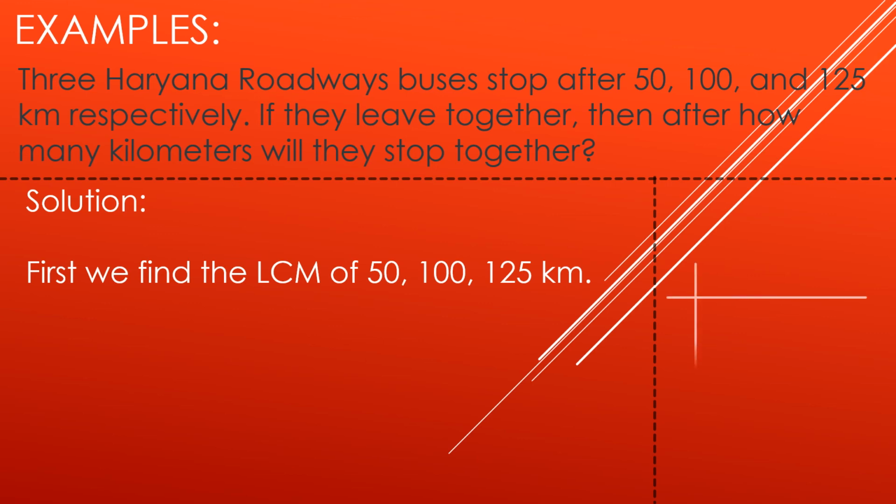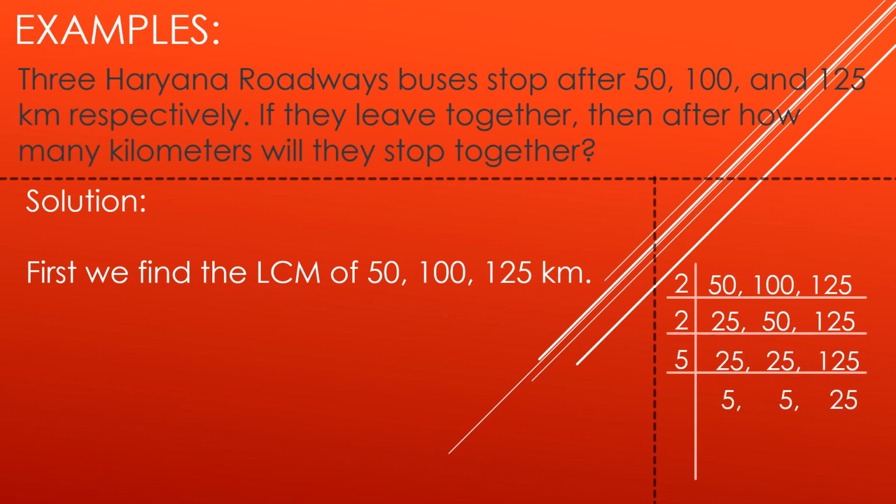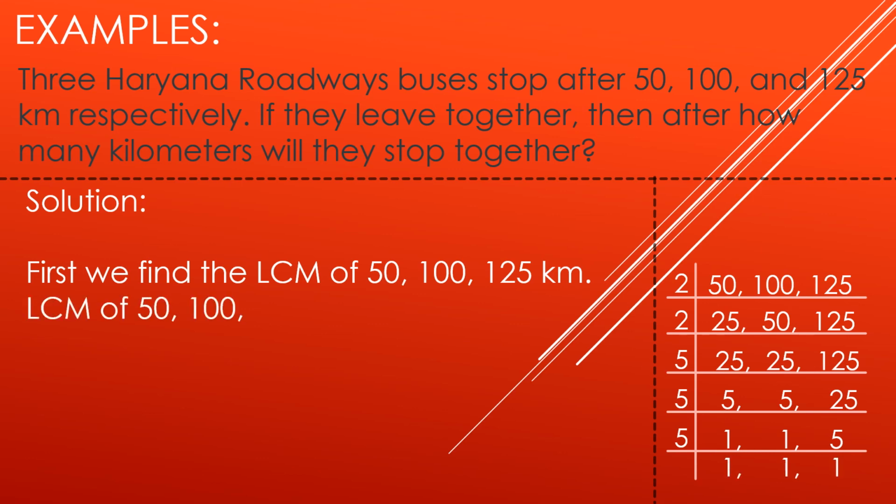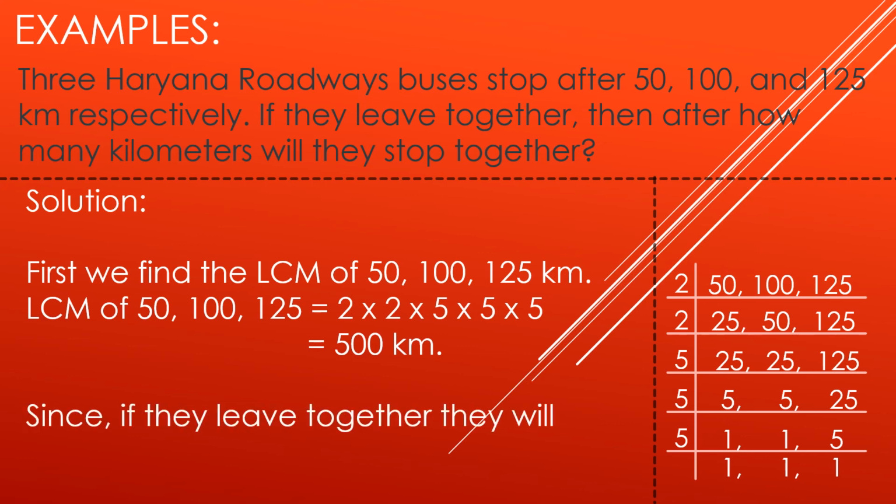Everyone knows how we will find the LCM. So pause the video and find the LCM of 50, 100 and 125 and check. So the LCM of 50, 100 and 125 is equal to 2 multiplied by 2 multiplied by 5 multiplied by 5 multiplied by 5. Do the multiplication. 2 2s are 4, 4 5s are 20, 20 5s are 100 and 100 5s are 500. So the LCM is 500 km. So if they leave together, they will stop together after 500 km.